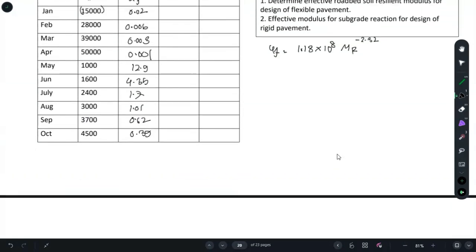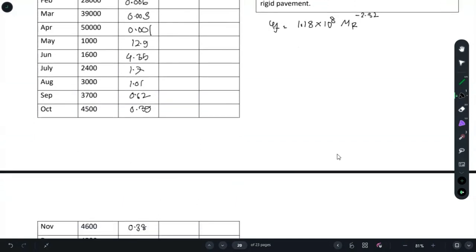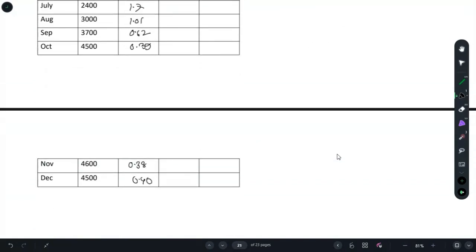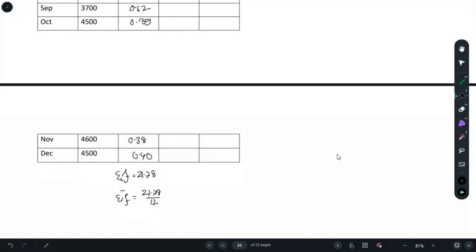So now the thing is that you will sum all the values, and you will get a value of around 21.78. I will take an average of it. If I take an average of it, I will divide it by the number of months, that is 12. 21.78 divided by 12, and for that, I will get a value of 1.8157.